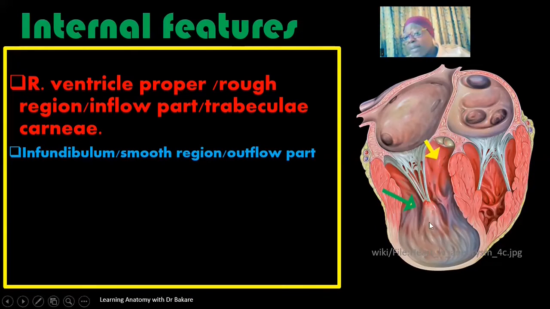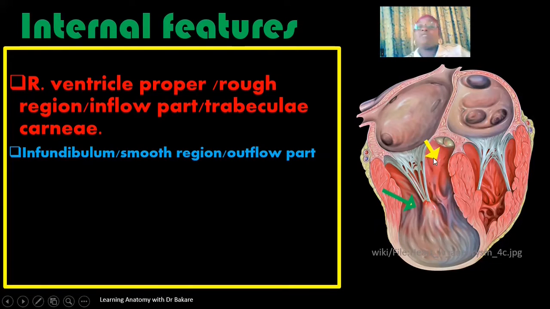This is the left part of the right ventricle, and the upper part is where we have the infundibulum. The infundibulum is referred to as the outflow part of the right ventricle. It is a smooth region, and it is through this region that the deoxygenated blood is finally released into the pulmonary artery before it is then delivered into the lungs where it will be oxygenated. So this region is also referred to as the outflow part or the outflow region of the right ventricle.